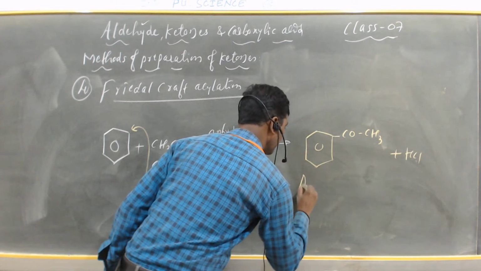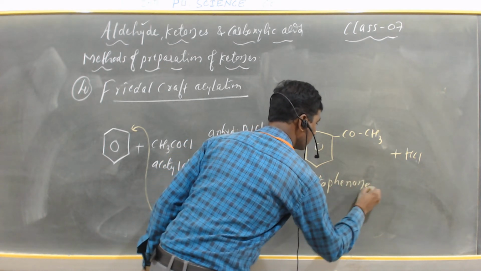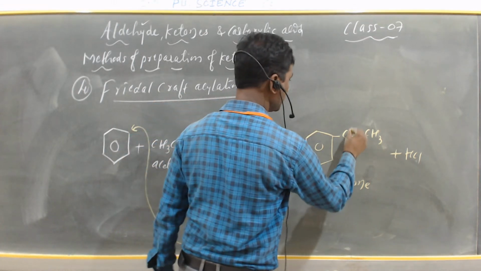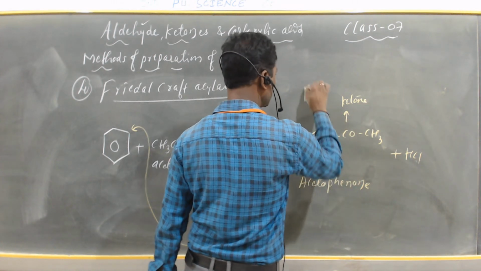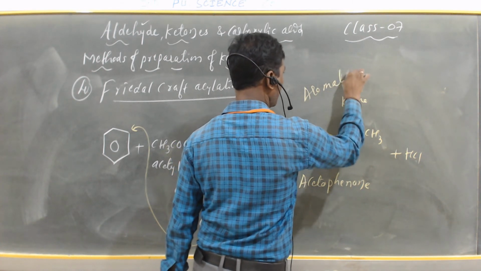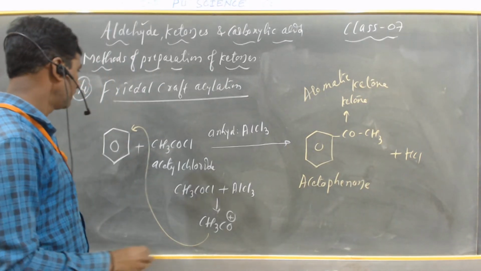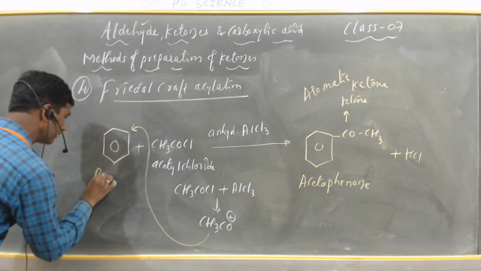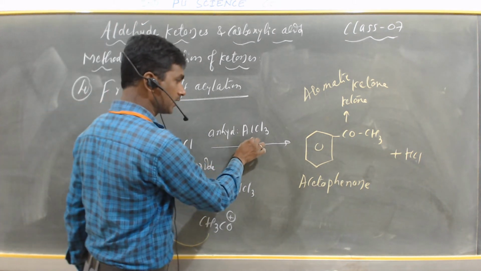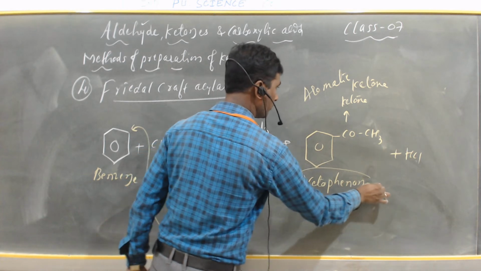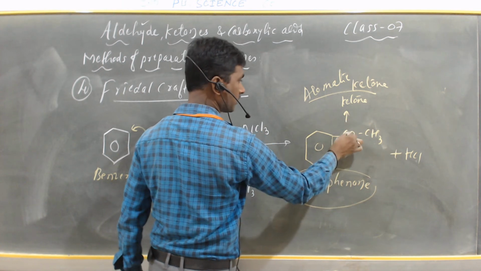It is called acetophenone. Why is it called that? CO is the functional group of ketone. So this acetophenone is an example of an aromatic ketone. Benzene reacts with acetyl chloride in the presence of anhydrous aluminium chloride and gives acetophenone. This acetophenone is called an aromatic ketone because it contains the functional group ketone.